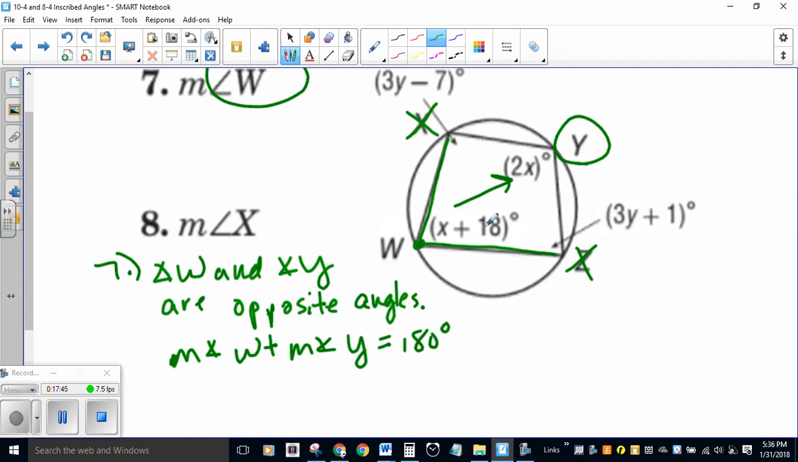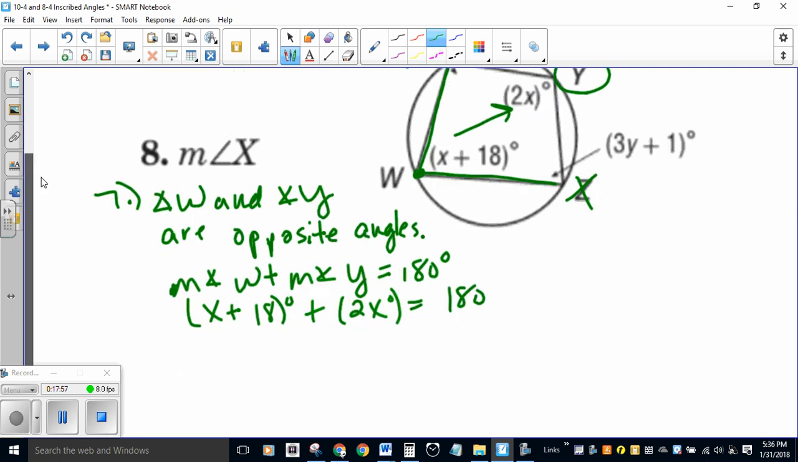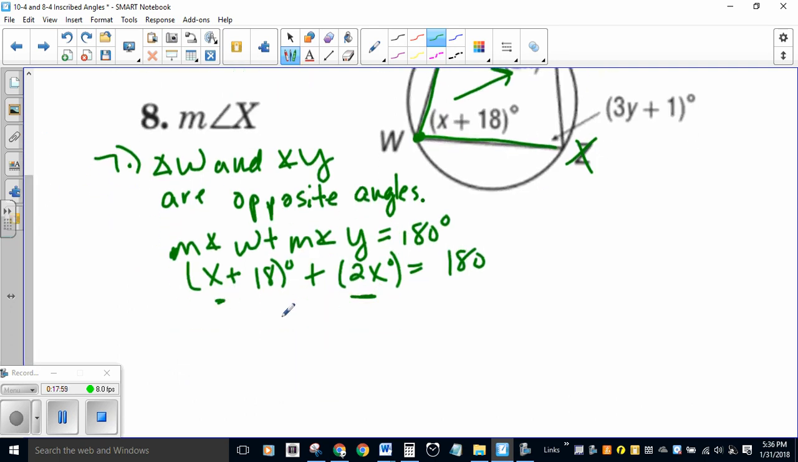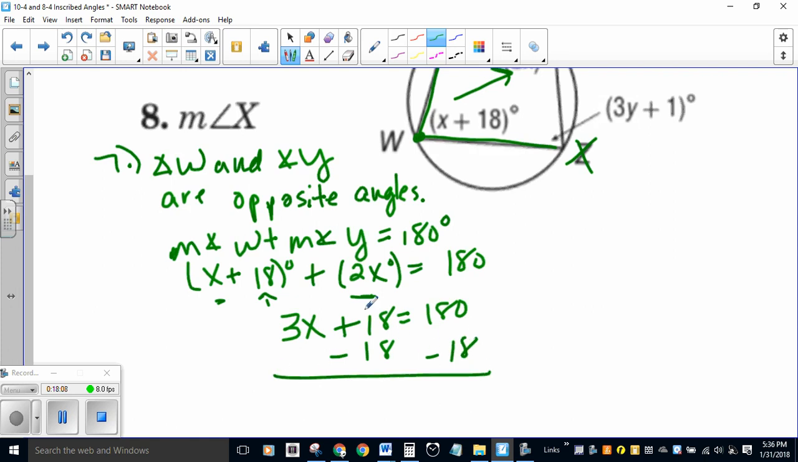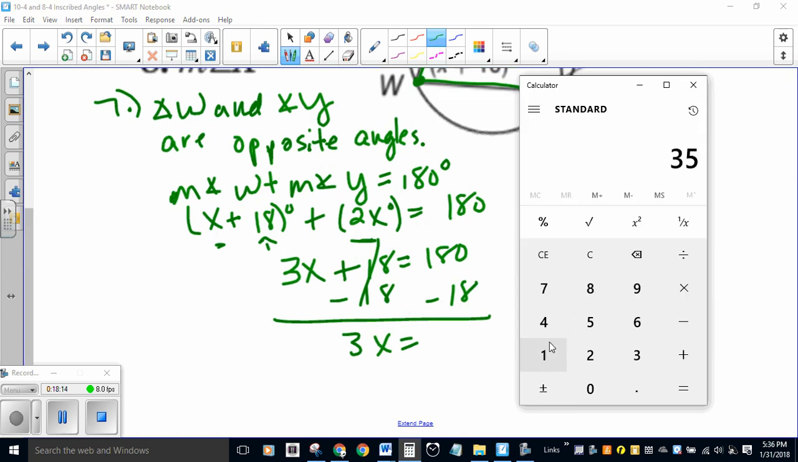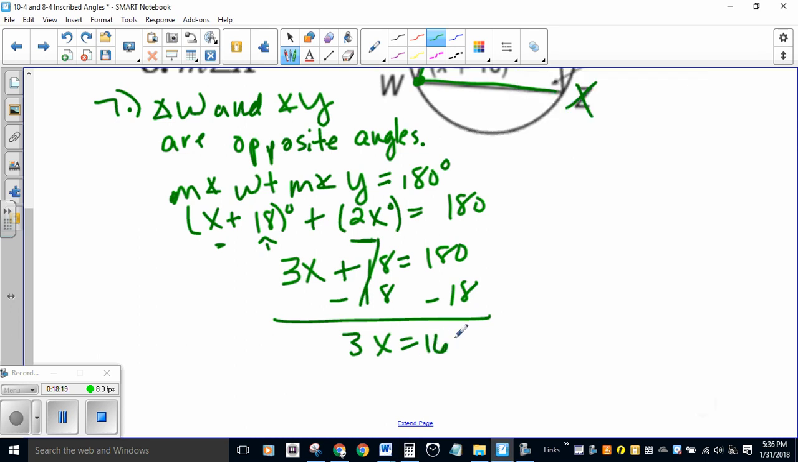Angle W is x plus 18 degrees, and angle Y is 2x degrees. I combine like terms. So x plus 2x is 3x. My 18 doesn't go with anything, so I'll leave it alone. Subtract 18. I'm going to get 3x is equal to 180 minus 18. I got 162. I divide by 3. So I'm going to get x is equal to 54.